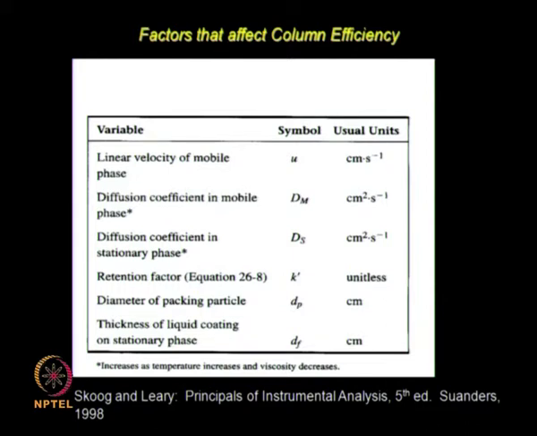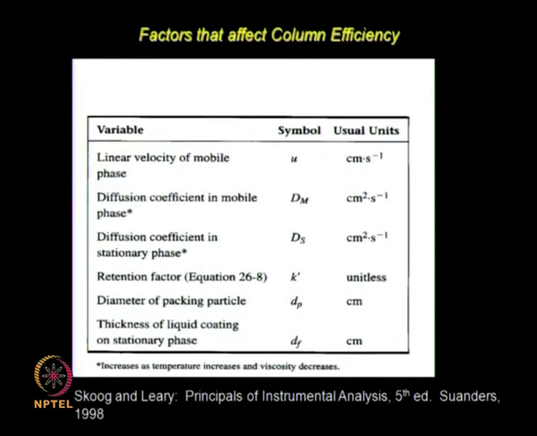Okay. Other factors which affect your column efficiency: the velocity of the mobile phase, the diffusion coefficient of the solute in the mobile phase, the diffusion coefficient in the stationary phase, that means how the solute gets diffused inside the pores of your stationary phase, the retention factor, the diameter of the particles. Smaller the diameter, better is the separation, but then the back pressure is very high. Thickness of the liquid coating on the stationary phase.